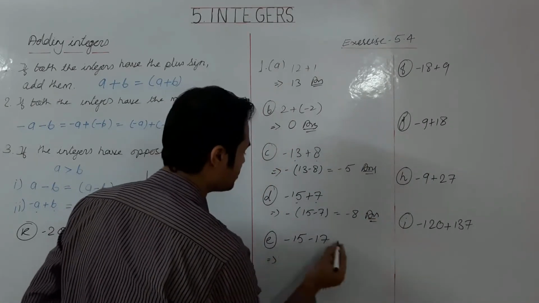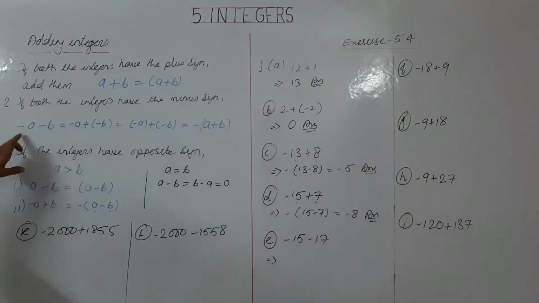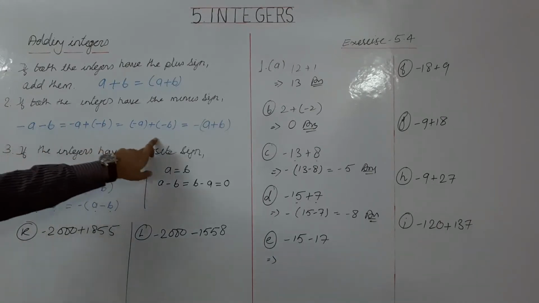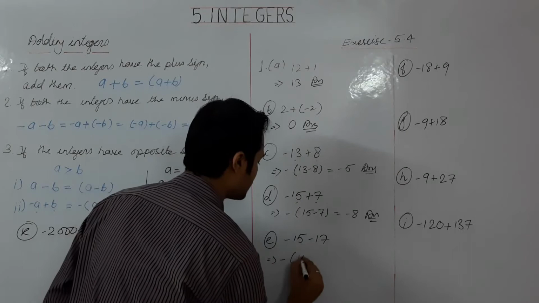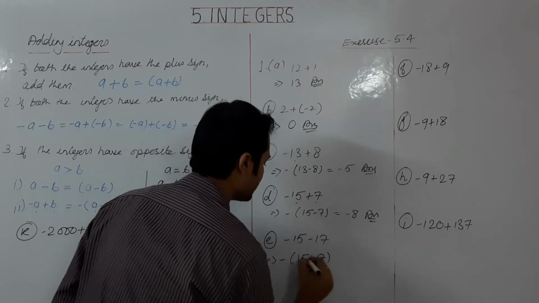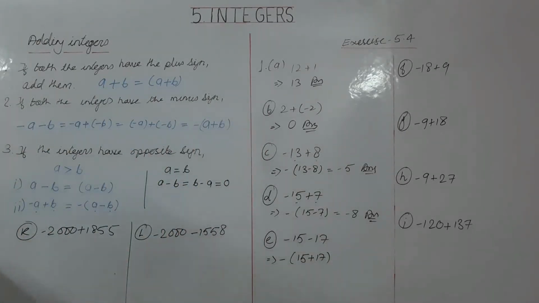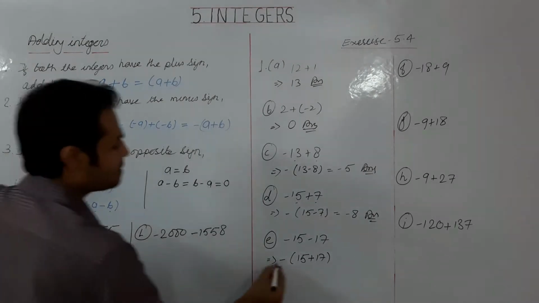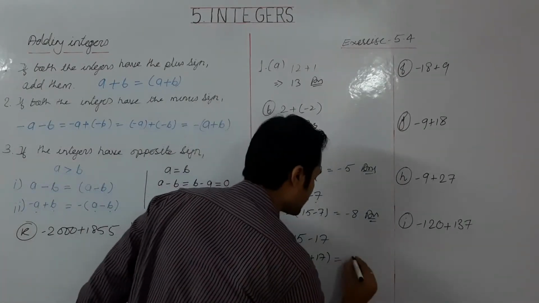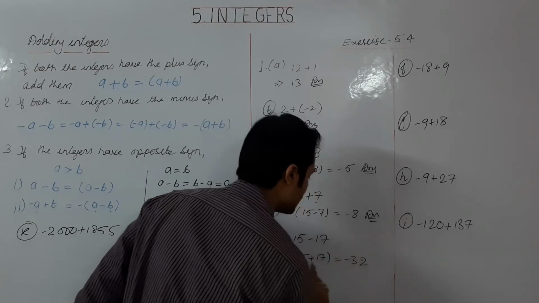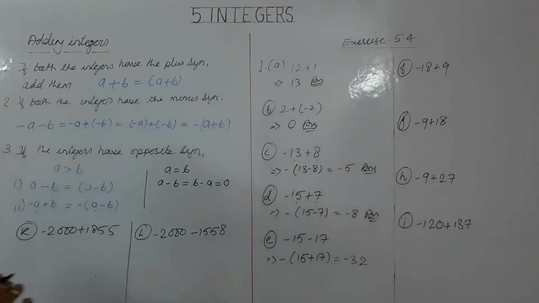Now in this part both are negative. If both numbers are negative, then add them and put a negative sign. Negative sign, 15 plus 17. So numerically add them and the total will be a negative number. So add a minus sign before the bracket. Total is 32 with a negative sign. So minus 32 is the answer.